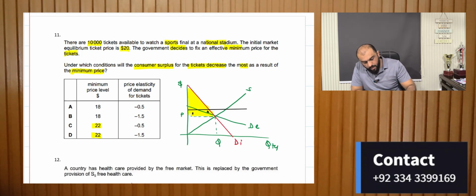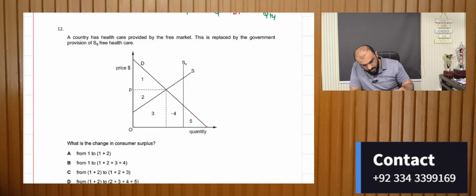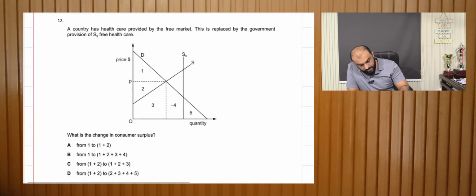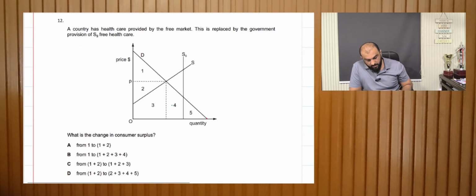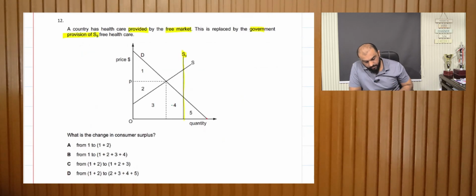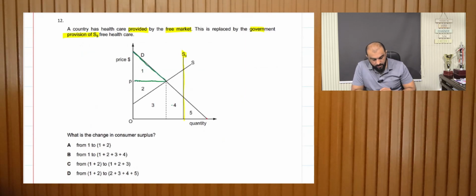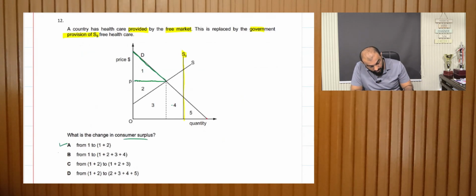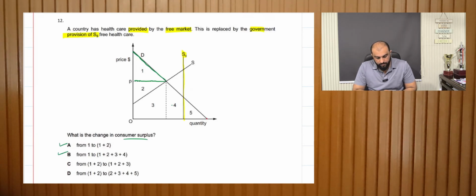Now, the last MCQ. A country has healthcare provided by a free market and this is replaced by government provision of SG free healthcare. So the government can only provide this many units of free healthcare. Initially it was a free market, so SG was not there. The only thing that was there was demand and supply. So this area 1 was my consumer surplus. What is the change in consumer surplus? So initially it was 1, so we know that the answer would be either A or B.